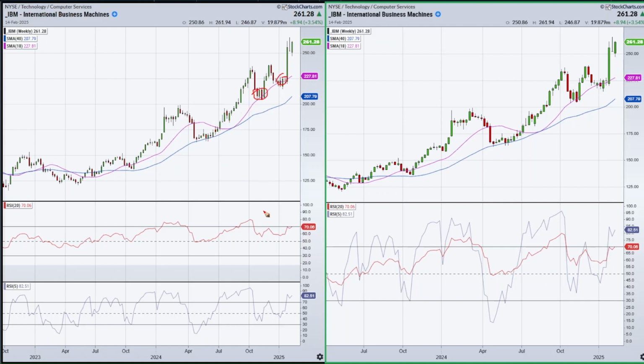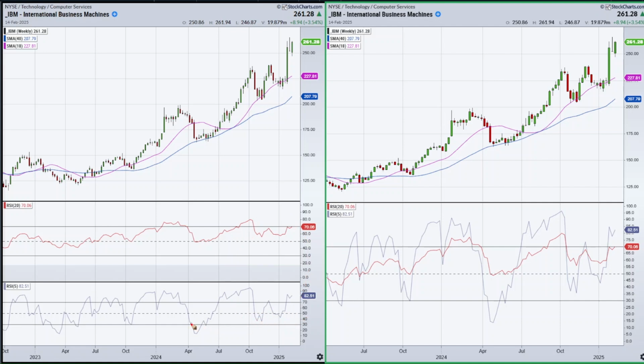It'll come back to the 18. The RSI 20 might not get that close to the 50 mark, but we'll get the RSI 5 to drop down under 50. All right, so this is more of a classic signal here, where the RSI 20 is holding above the 50 level and the RSI 5 is getting below it.